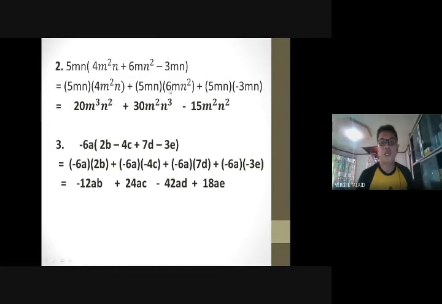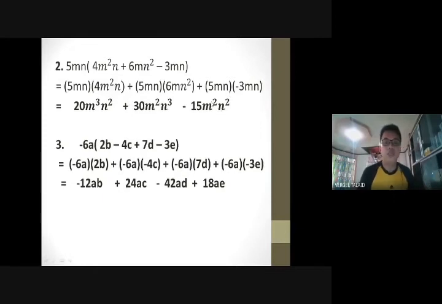5 times 6 is 30, sorry. Then add the exponent of m: 1 plus 1, that is 2. Then n, which we have understood the exponent here is 1, plus 2 is 3. 5 times negative 3, take note, that is multiplication of unlike signs, which is always negative. So this is negative 15, or minus 15 m squared n squared.